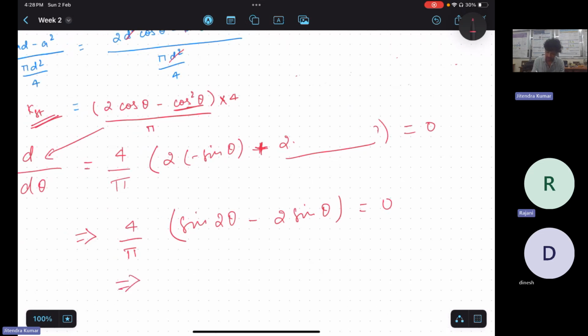So if you equate it to 0, the value you will obtain from solving this equation will be the value of theta that gives the maximum stacking factor. You can solve it with the help of a scientific calculator as well.